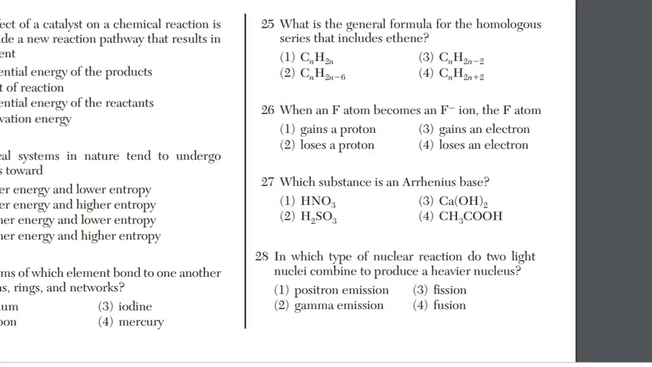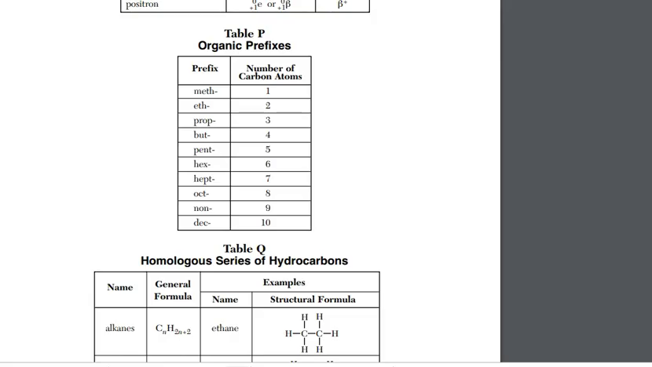All right, let's take a look at 25. What is the general formula for the homologous series that includes ethene? And you see here some equations with carbon and hydrogen. Anytime you're dealing with carbon, with hydrogens, and then maybe even other elements, there are 3 reference tables. Open them up before you keep answering the question. So let's just go ahead and do that right now. Okay, so reference table P, these prefixes here tell us the number of carbon atoms.